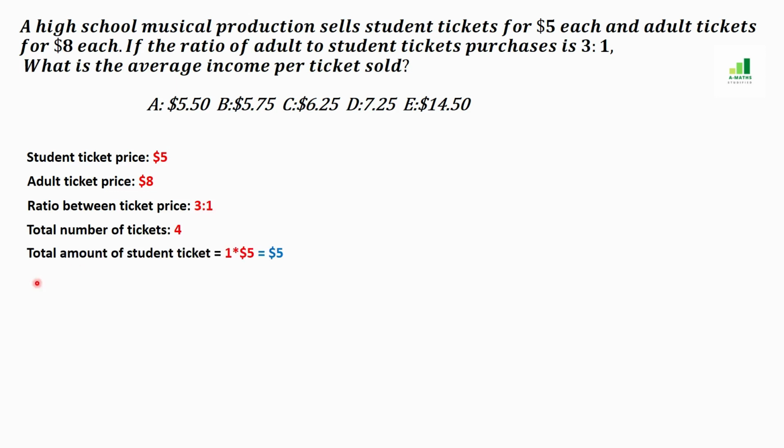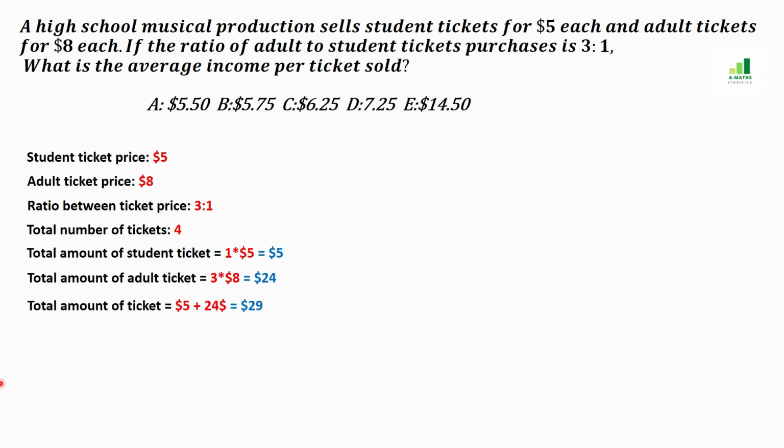Now, the total amount of student tickets, how much? It will be 1 times 5, because the student ticket price is 5 and the number of tickets for the student is 1. When we multiply 1 with 5, we get $5. Now the total amount of the adult tickets is 24. How? 3 is the number of tickets for the adult, which we get from the ratio, and the price of the adult ticket is $8. When we multiply both these values, we get $24.